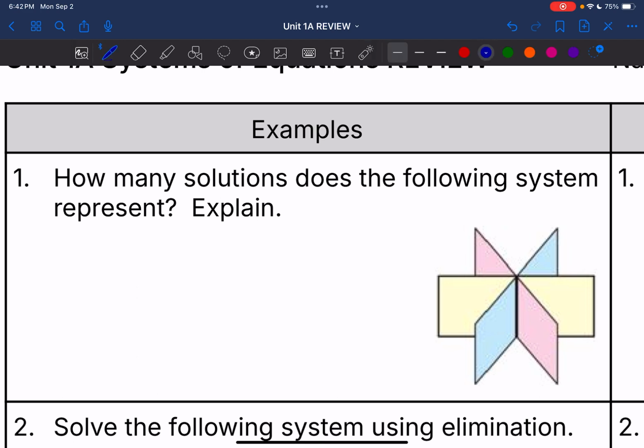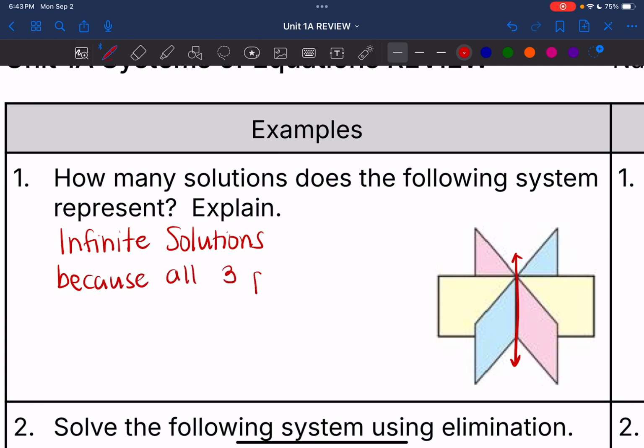If you look closely, they intersect at a line right down the middle, just like that. So then you have to think to yourself, how many points are on a line? I know that a lot of us are in geometry or have taken geometry before. A line is made up of infinitely many points. Therefore, this system has infinite solutions. So infinite solutions because all three planes meet at a line.